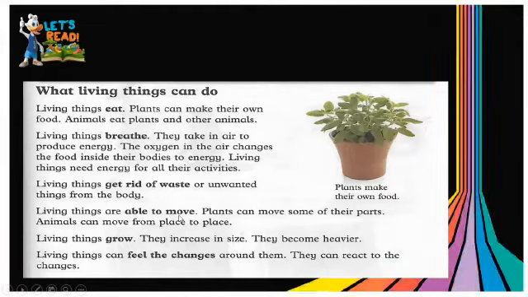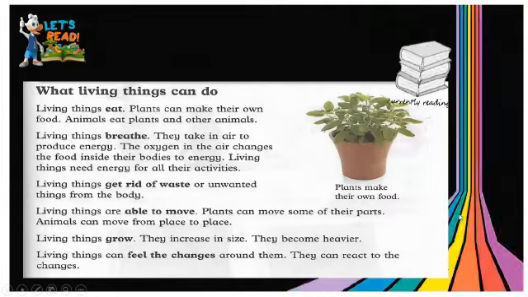Living things are able to move. Plants can move some of their parts. Animals can move from place to place. Living things grow. They increase in size and become heavier. Living things can feel the changes around them. They can react to the changes.